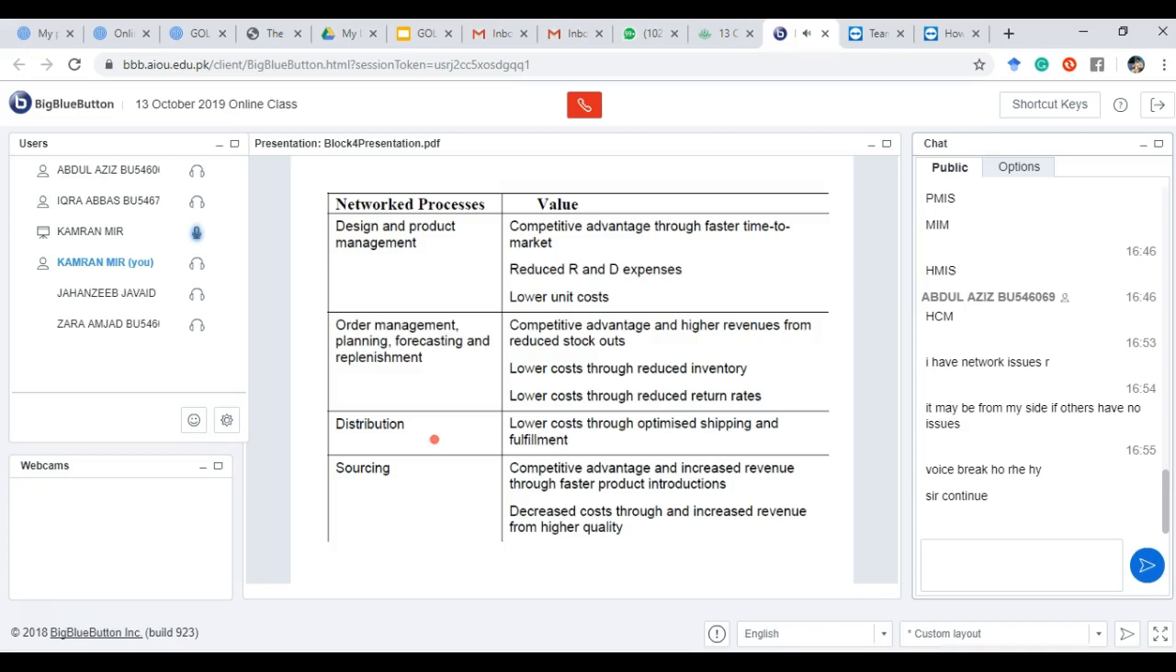Again, the distribution, if you are doing distribution on a big scale, it lowers the cost to optimize shipping and fulfillment, because you're doing orders in bulk, and because of the bulk orders, it helps the company achieve that competitive advantage in the market in terms of low pricing, and giving to the end users. Sourcing: competitive advantage and increased revenue through faster product introductions, decreased costs, and increased revenues from high quality. These are all different network processes, and the values attached to these products are here.